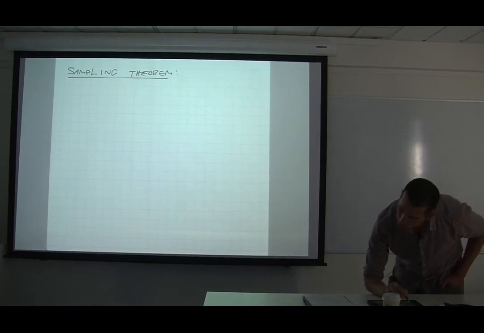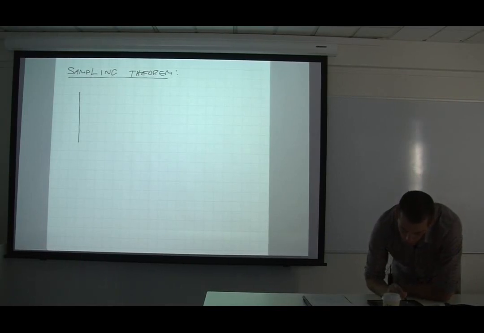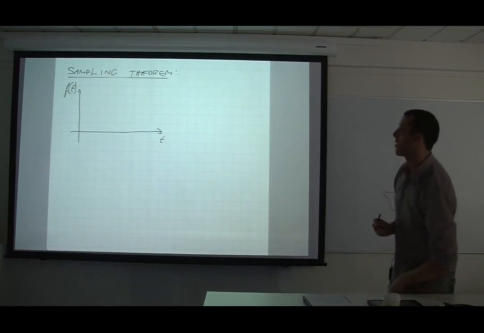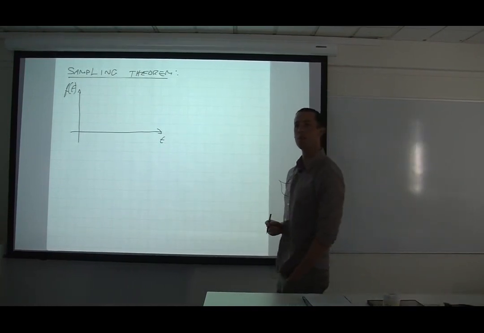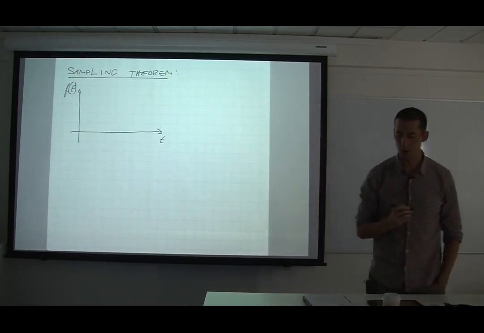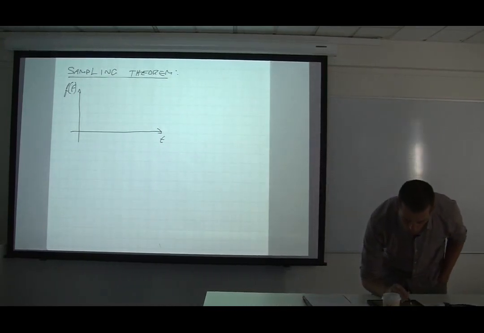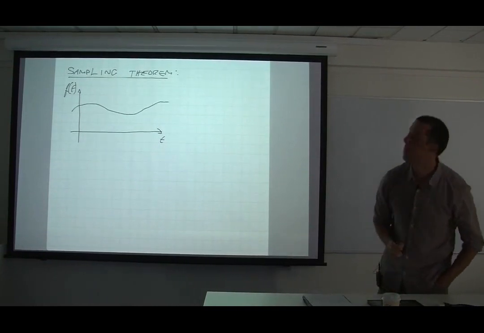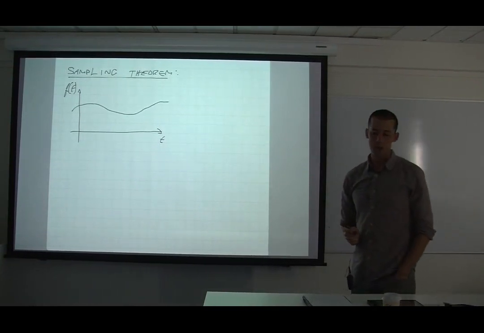So let's redraw this picture, where we have some representative signal, which is a function of time. Let's call it f of t. In future lectures, I might start calling it x of t, because f we'll use for frequency. But f here, just to remind you, is a function of time. So it might look like this, perhaps. It's completely arbitrary, just as an example.